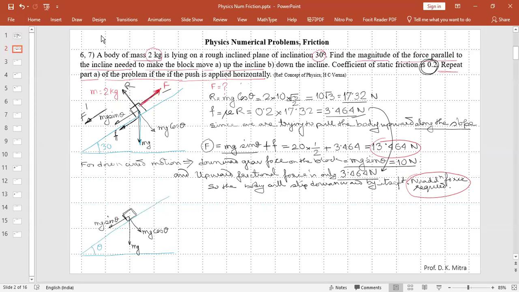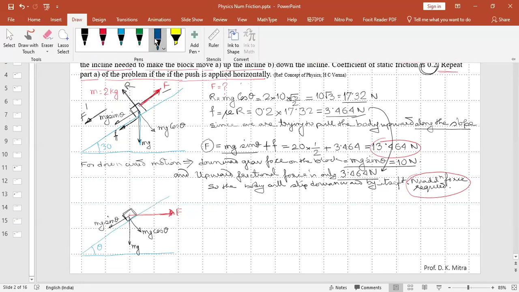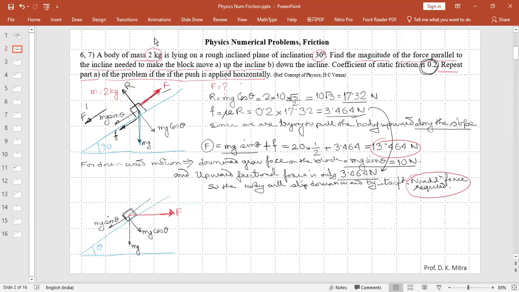Now it is saying this force upward, this force is applied horizontally. That means a force is now applied horizontally. Something new. This is the force F applied. Earlier it was applied along the incline, now it is applied horizontally. What we need to do, find out the component of the force along the incline. If this is theta, then this angle is also theta, and this angle is also theta.